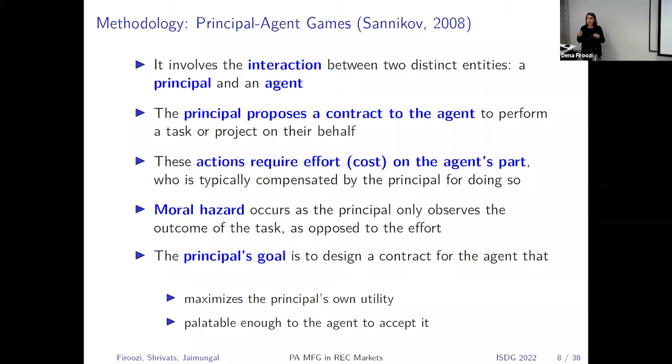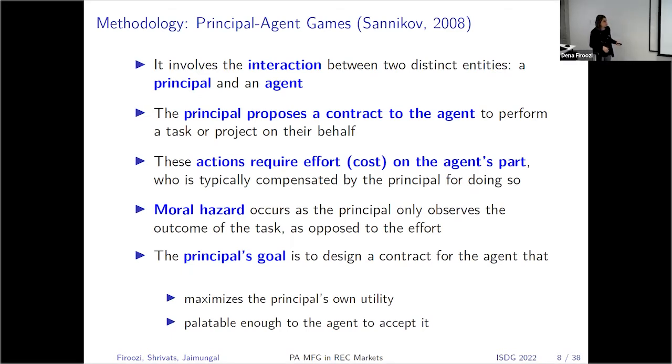Now, doing the project takes some effort on the agent's part, and it is costly to them. Of course, agents are compensated by the principal, but there is always this moral hazard that can occur in this context, because the principal usually cannot observe the actions of the agent, but only the task, so the result of their actions. And his goal is to design a contract such that it maximizes his own utility, and also the contract should be attractive enough for the agents to accept it. So it shouldn't be too costly, or it should have a minimum amount of profit for the agent. So the principal, by considering these two points, should design an optimal penalty function.